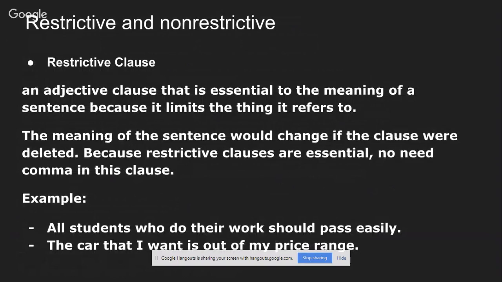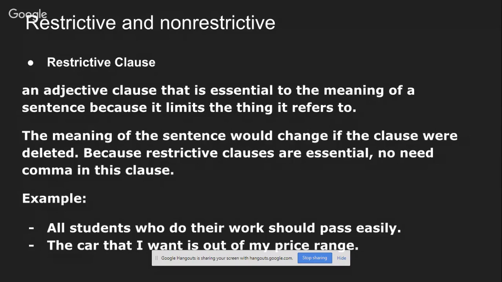Restrictive and non-restrictive. What are restrictive clauses? It's an adjective clause that is essential to the meaning of a sentence because it limits the thing it refers to. So when it's restrictive, you don't need to use a comma. Because the restrictive adjective clause is essential information. If you omit or delete it, it will change the real meaning of the sentence.